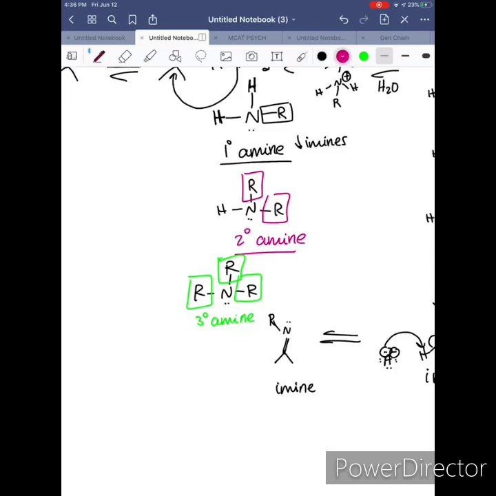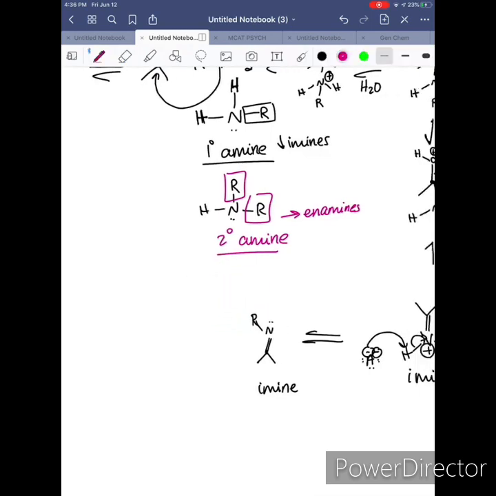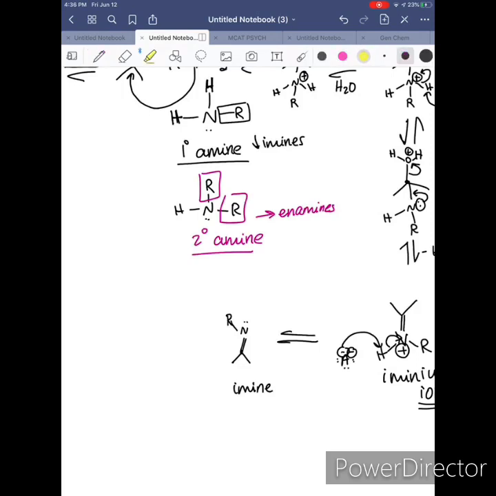Primary amines are the ones that make imines. Secondary amines are the ones that make enamines. You can't really do anything with tertiary amines, and I'll show you why in a minute. But I'm going to go ahead and erase this because we can't really use these for our reactions. But this is important, so I'm going to highlight it for you guys to pause and write it in your notes or something.